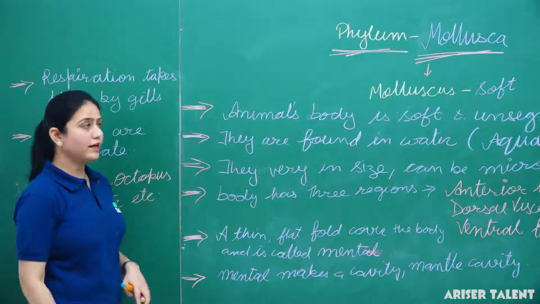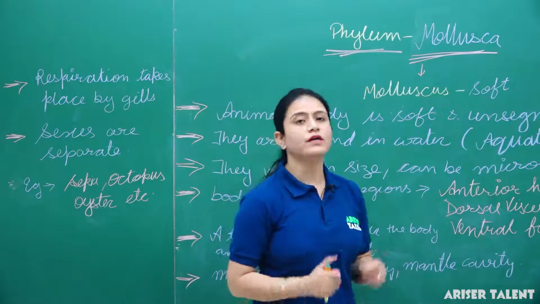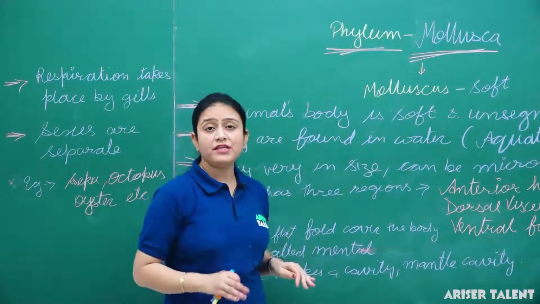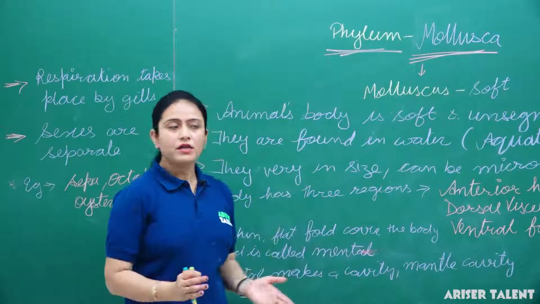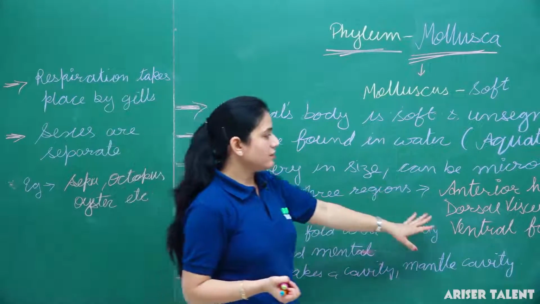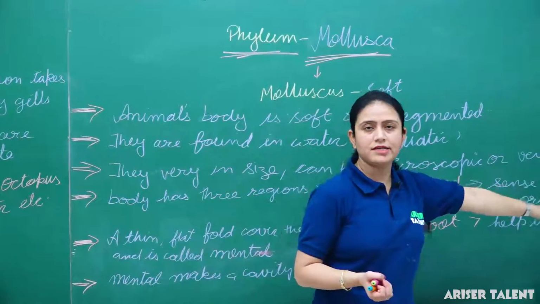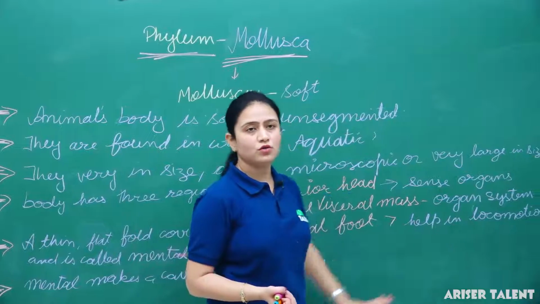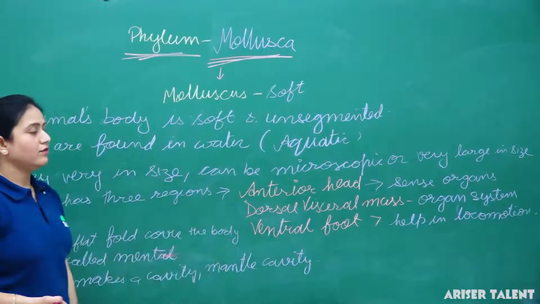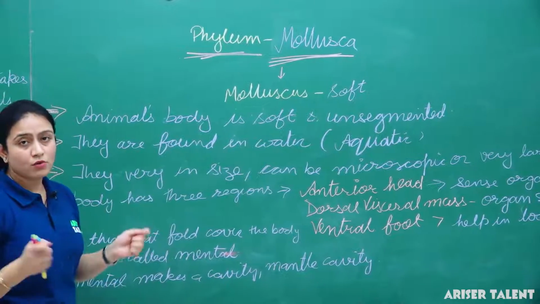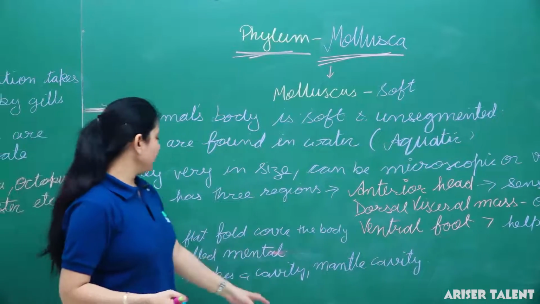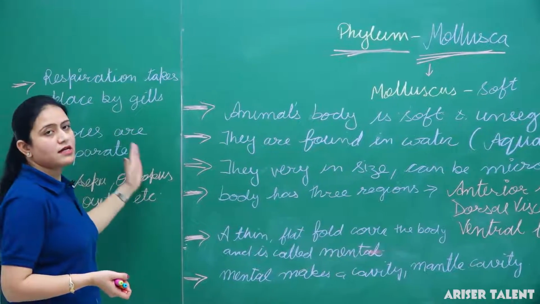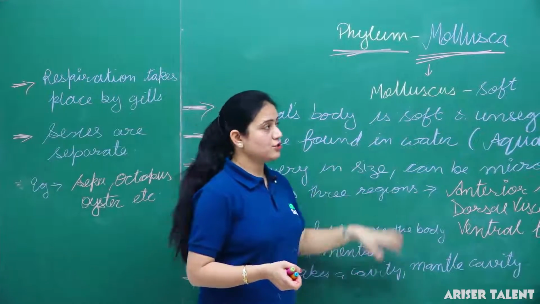Clear? So if we talk about Mollusca, they are soft, unsegmented, found in water, they are aquatic. They can vary in size, they can be microscopic or very large, and the body has three regions. The anterior region is the head, which contains sense organs; the dorsal visceral mass contains organ systems; and the ventral foot helps in locomotion. So three regions are there. Then a thin flat fold covers the body, that is called mantle, and this mantle makes a cavity called mantle cavity. Then respiration takes place by gills, sexes are separate. Hope it is clear to you all.